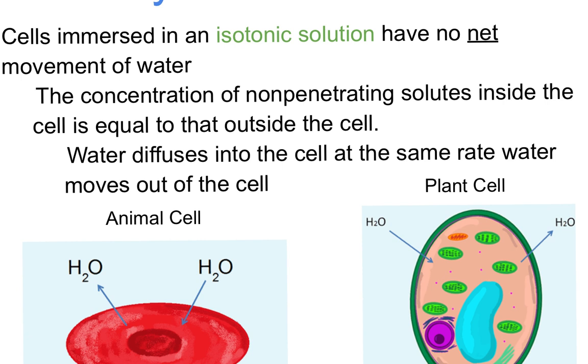When cells are immersed in an isotonic solution, they have no net water movement. The concentration of non-penetrating solutes inside of the cell is basically equal to what's on the outside of the cell. So water diffuses in and out of the cell at the same rate. Water is always moving in and out of the cell. It's just that when the cell is placed in a solution that's isotonic, there's no net movement.